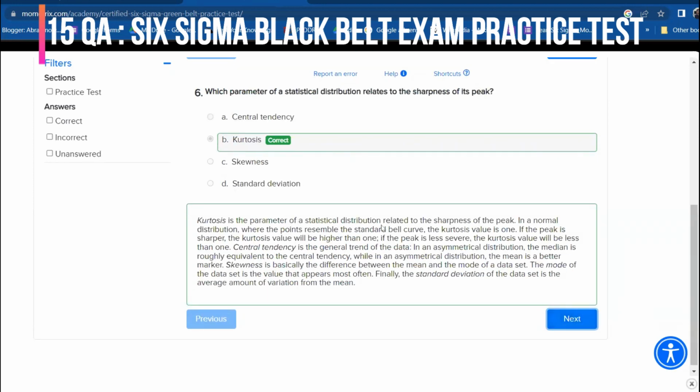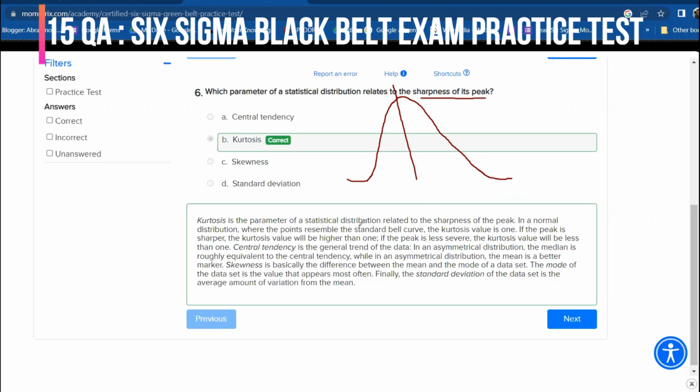Kurtosis is a parameter of statistical distribution related to the sharpness of the peak. Like for example, let's say I'm just making like this one. Let's say when you're talking about the peak, right? Peak, which is the sharpness of its peak. So this one, and then to the tail.